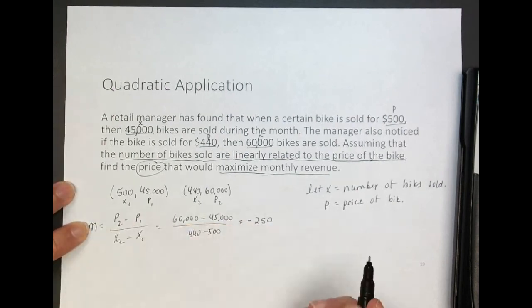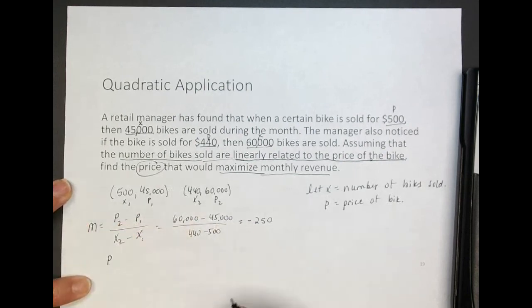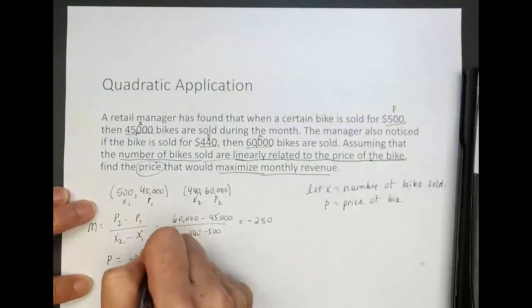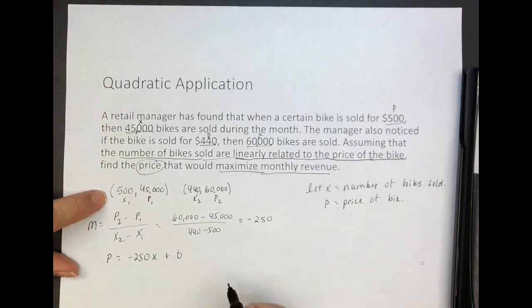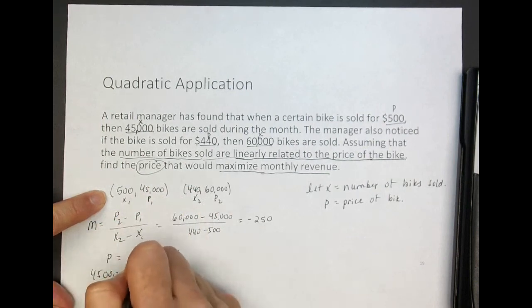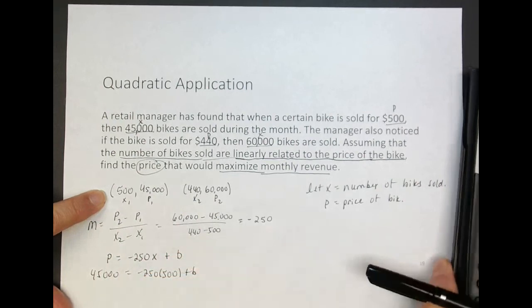Can I write this equation? What equation was I trying to write again? A price equation. All right, so price is going to equal, there's my rate of change, negative 250 X, number of bikes sold. Oh, and then I've got to have some B maybe, huh? Some initial value, or starting point, like a y-intercept. Let me plug one of these numbers in, see what that B would be. Let me just use the first one. 45,000 equals negative 250 times 500 plus B, we'll solve for B.